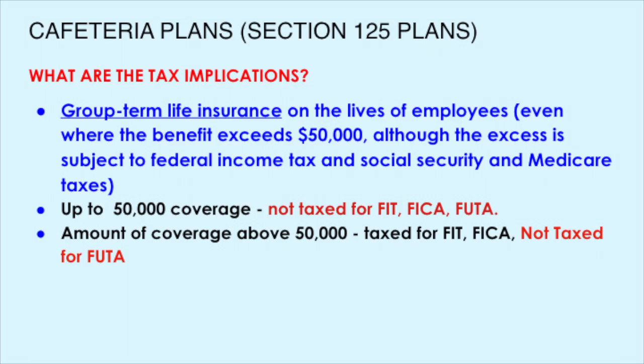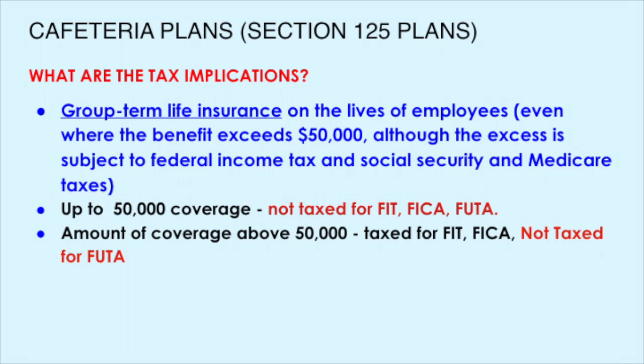Let's talk about group term life insurance. So you can generally exclude a cost of up to 50,000 of the group term life insurance coverage from the wages of the insured employee. You can exclude the same amount from the employee's wages when figuring Social Security and Medicare taxes. In addition, you don't have to withhold federal income tax or pay future tax on any group term life insurance you provide to an employee.